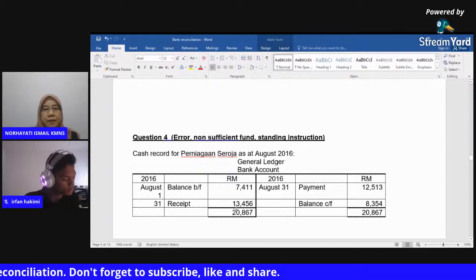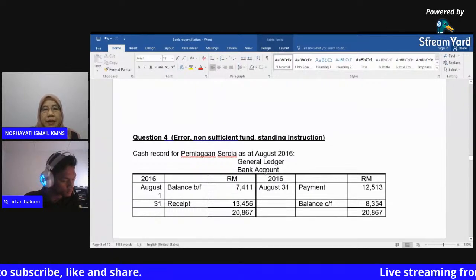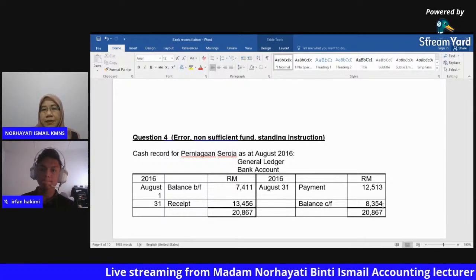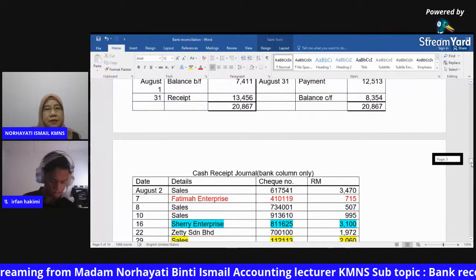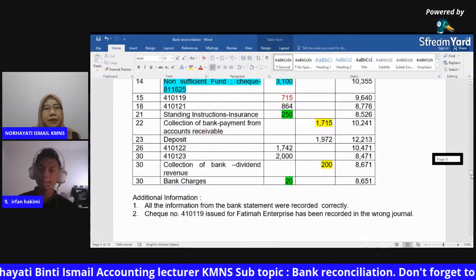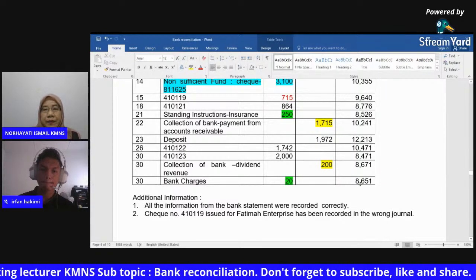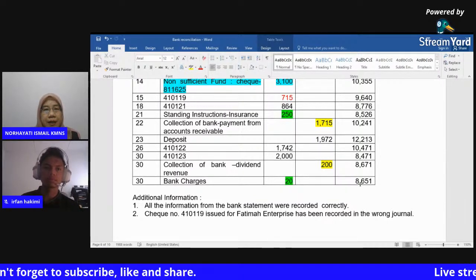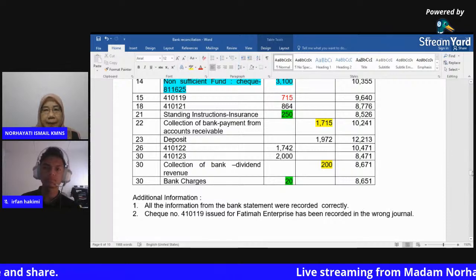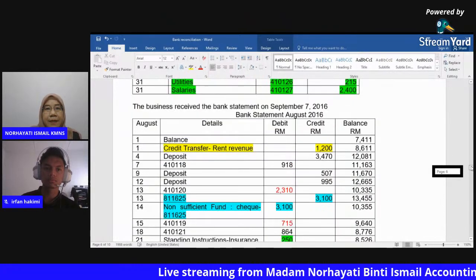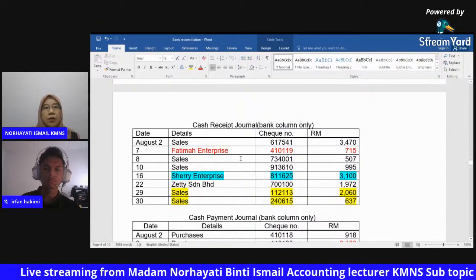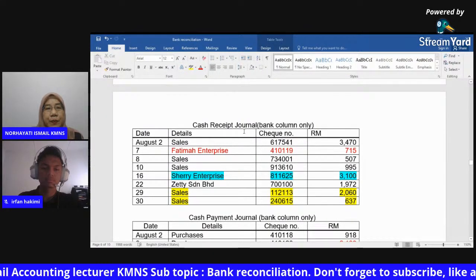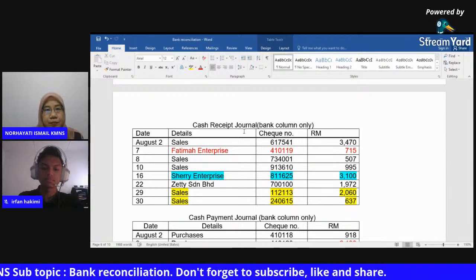We find out the balance for the bank account is 8,354. We must compare with the balance of the bank statement. So you can see the balance of the bank statement is 8,655. So we have to make an adjustment because the balance for the cash book is not equal to the balance of the bank statement. So the second step, we must compare the debit balance of the cash book, or sometimes we must use the cash receipt journal. So the cash receipt journal represents cash received in the cash book.